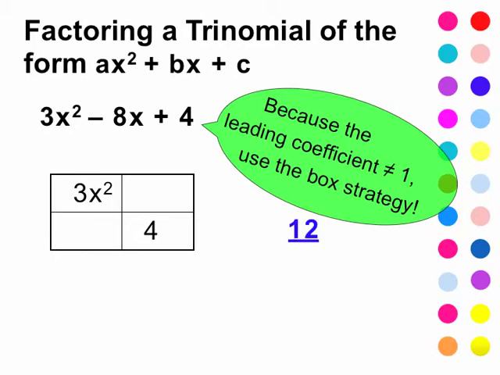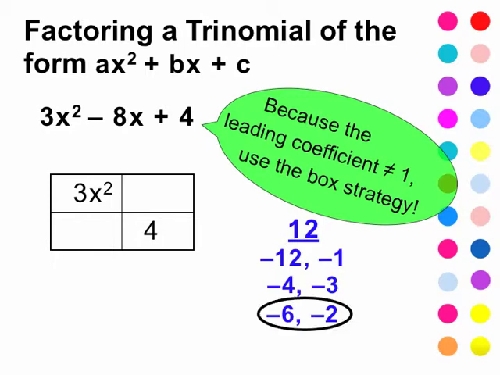And you think, what two numbers multiply to equal 12, but add together to equal negative 8? So I want two negative factors of 12. And negative 6 times negative 2 equals positive 12, but when you add them together it equals that negative 8. So those are the two that I want to put along the diagonal, followed by the x. And I'm going to look at my top row now, and I want to factor out a common factor. That's 3x.